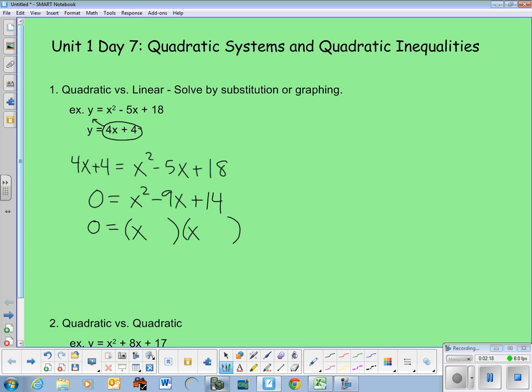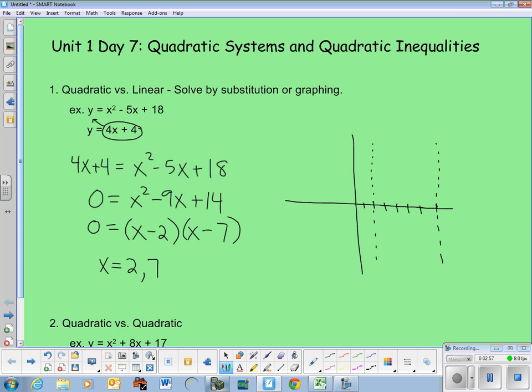Okay, so now this one looks like it's going to factor, I believe. I need two factors of positive 14 that add up to negative 9: negative 2 and negative 7. Which means the x values of my solutions are 2 and 7. So far what I know is this line and this parabola should be crossing when x is 2 and x is 7. So if I had a graph here, somewhere along this vertical line at 2 is going to be one of my intersections, and along the line at 7 is going to be my other one.